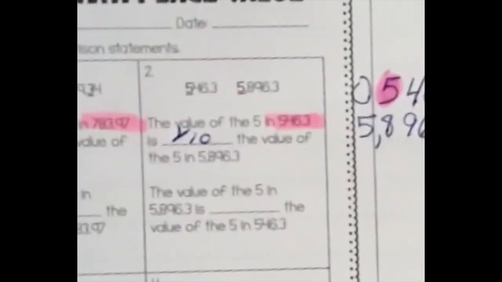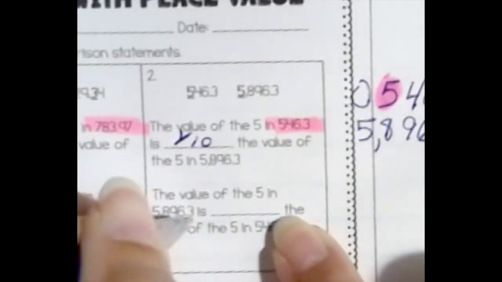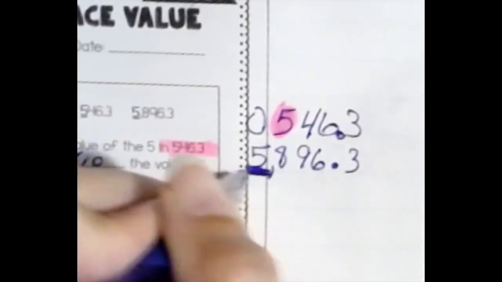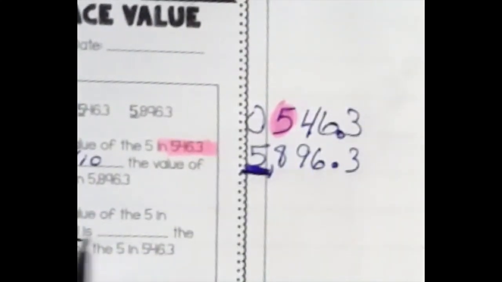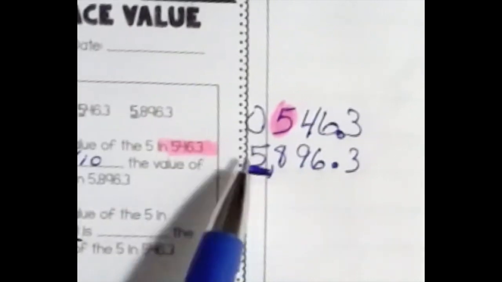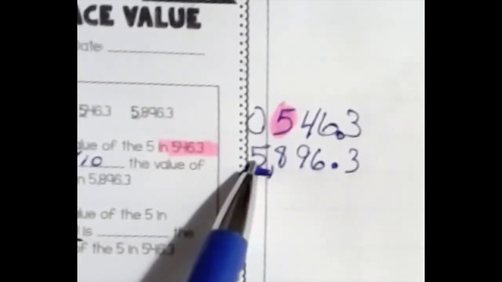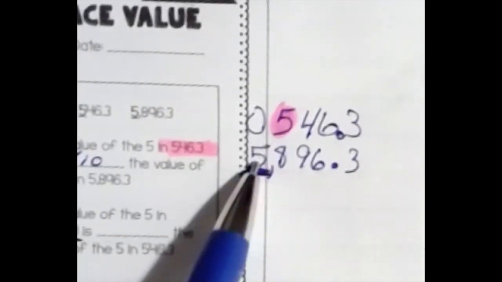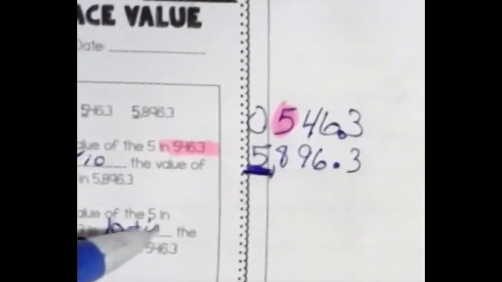The second part of that problem has the 5 in 5,896 and 3/10. Since we can't highlight twice, we're going to use our pen to underline this 5. So my underlined 5 is the one that came first in our problem down here. The underlined 5 is to the left of that 5. So that is 10 times as much because it moved left one place. 10 times.